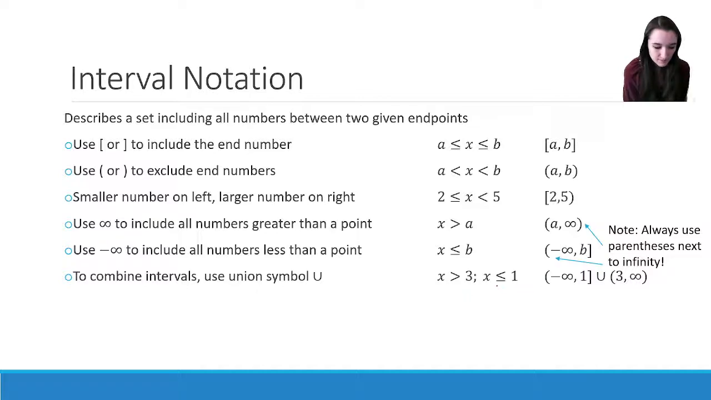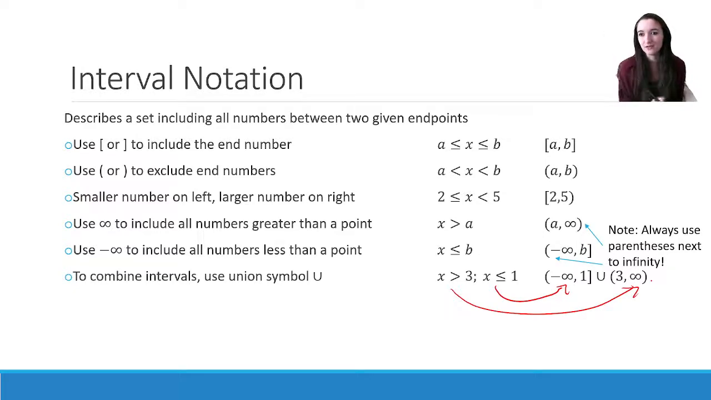Remember that x is less than or equal to 1 would be from negative infinity to 1, including 1. And then x is greater than 3 is 3 to infinity, not including 3. So we just write the union symbol between them to say that we are combining these two intervals. Both of these intervals are our answer.